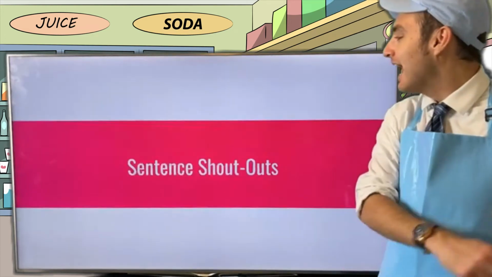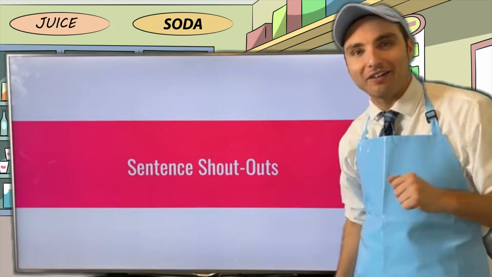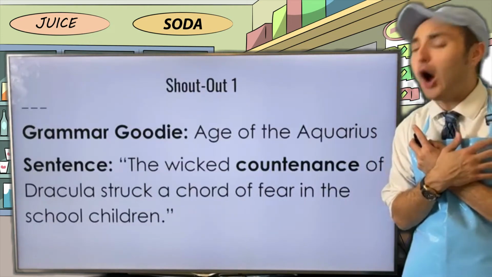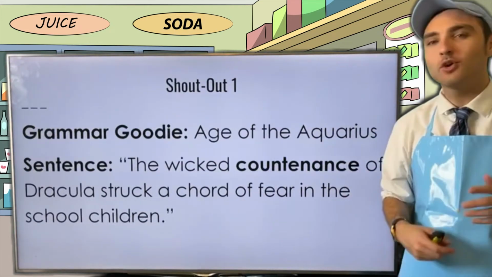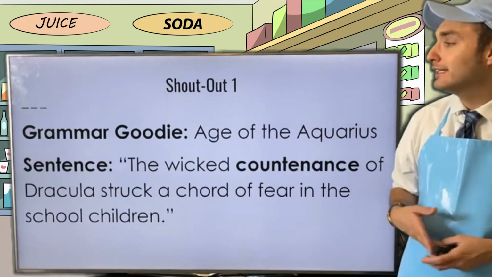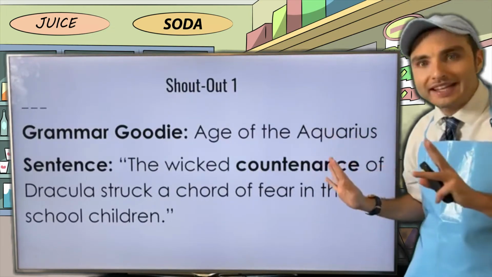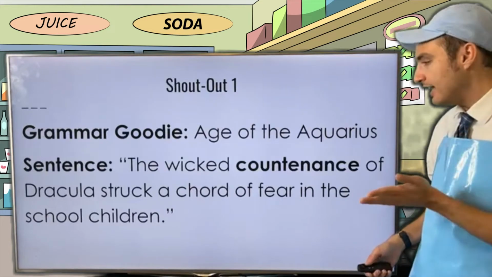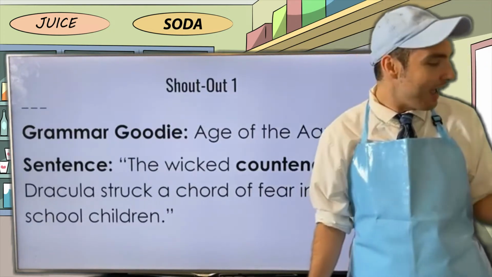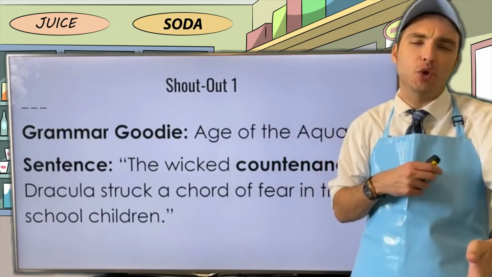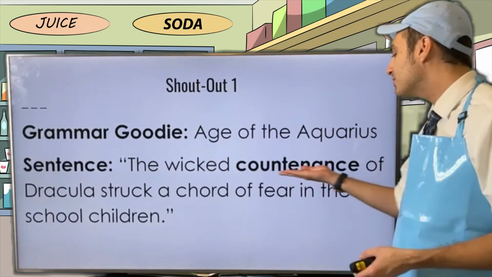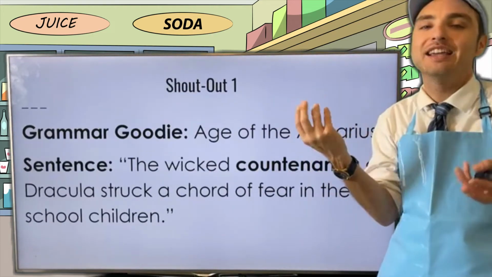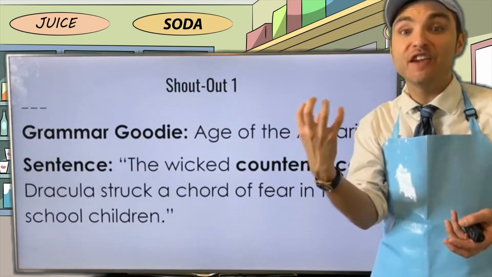Okay, I want to get into it with some sentence shout-outs. The first sentence shout-out comes from a classic OG grammar goodie, Age of the Aquarius. Age of the Aquarius's sentence is, the wicked countenance of Dracula struck a chord of fear in the school children. Absolutely. Age of the Aquarius, you used countenance, facial expression, wicked facial expression, and that struck, guess what? Fear into the children.